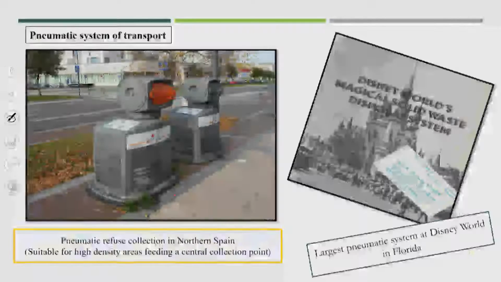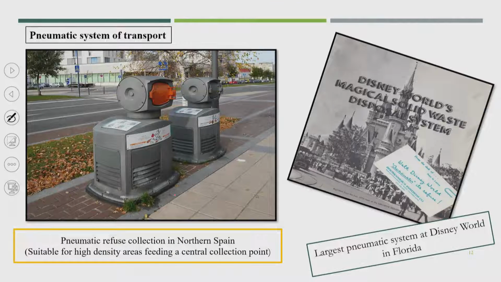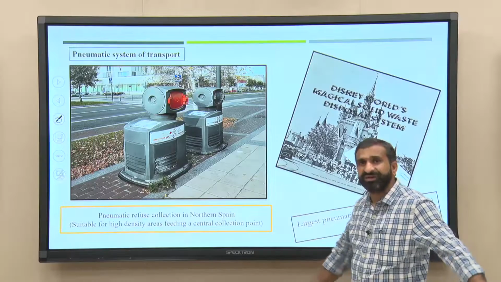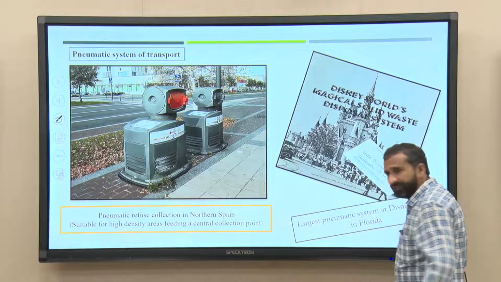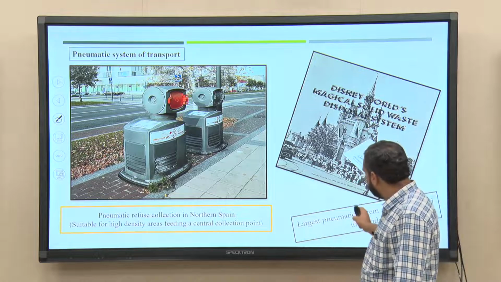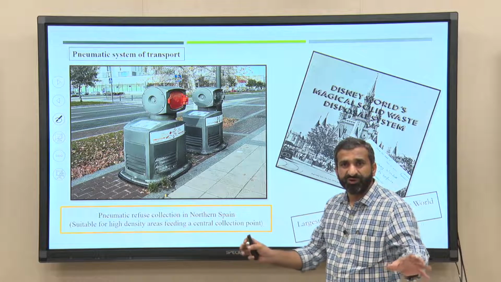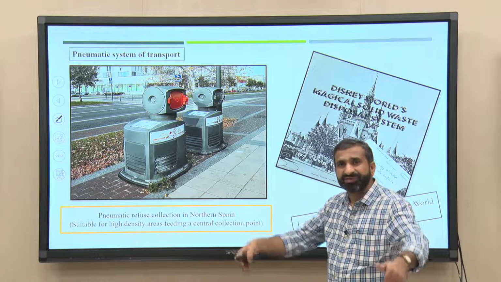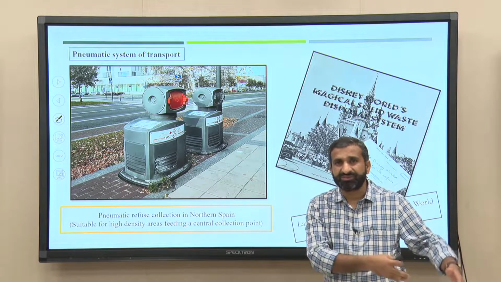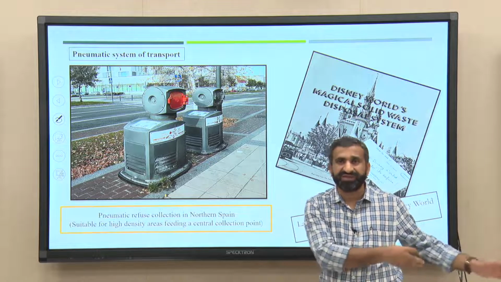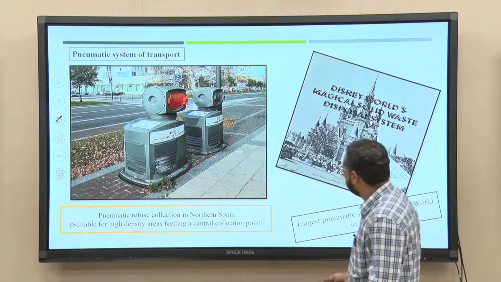Like here, the largest pneumatic system is in Disney World in Florida. If you are visiting Disney World, maybe in Florida or in Hong Kong, you will never see any dustbins available in the entire area. A lot of area is covered by Disney World, but there you can find the pneumatic system. You can dispose of the waste into the small dustbins, and by the pneumatic system the waste is transported to one particular location for the recycling and disposal facility.